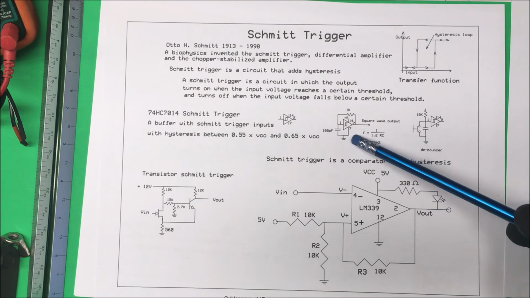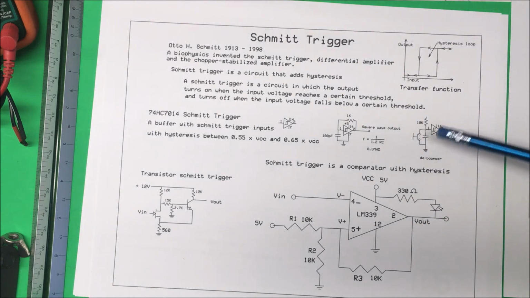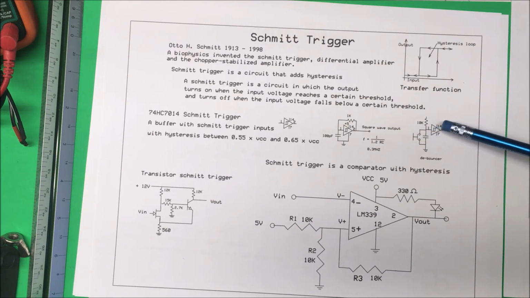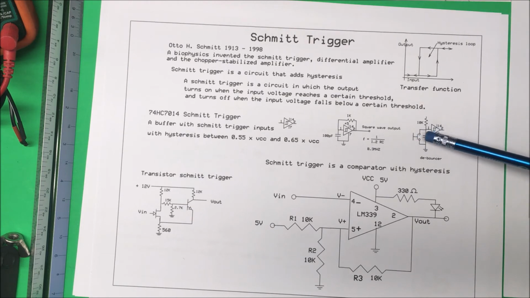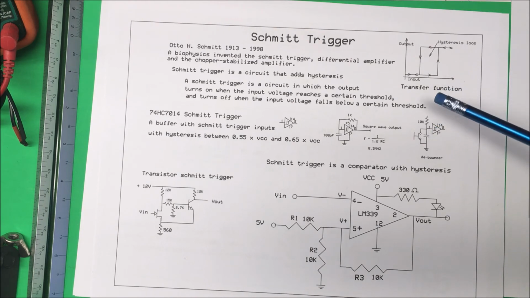So you can use it for a square wave, and you can also use it to debounce a switch. When you turn a switch on, you'll get ringing, and that can mess with your circuit. So you add a little Schmitt Trigger here, and that smooths out the switch. Now I did a video on that, and I'll link that in the description.